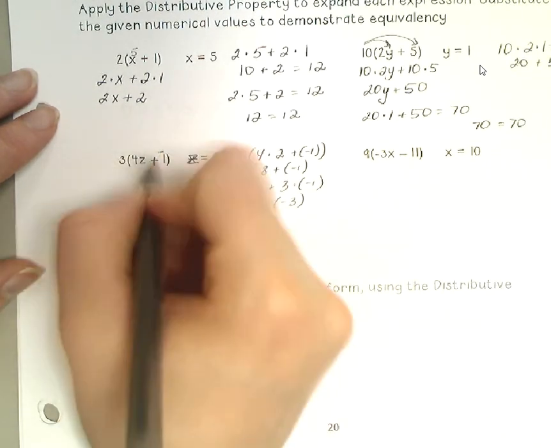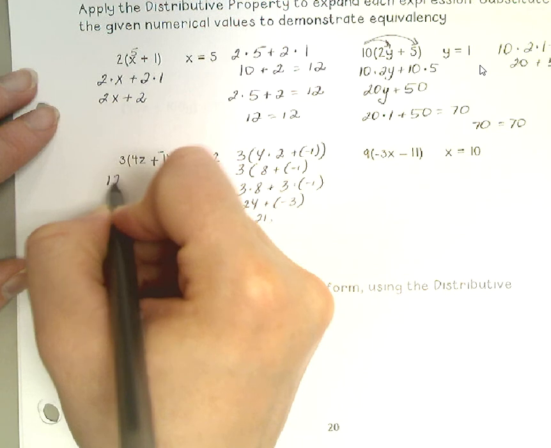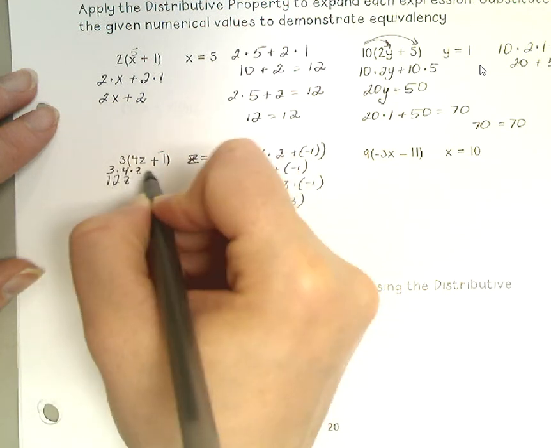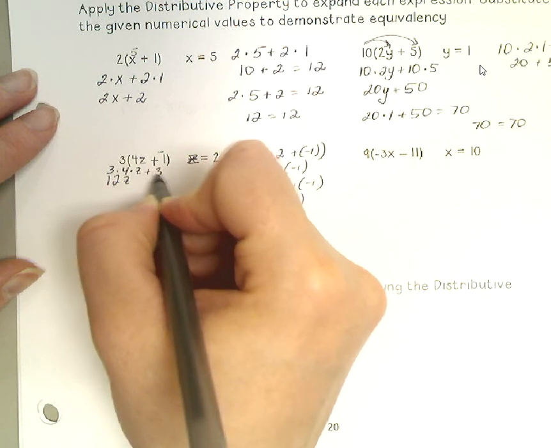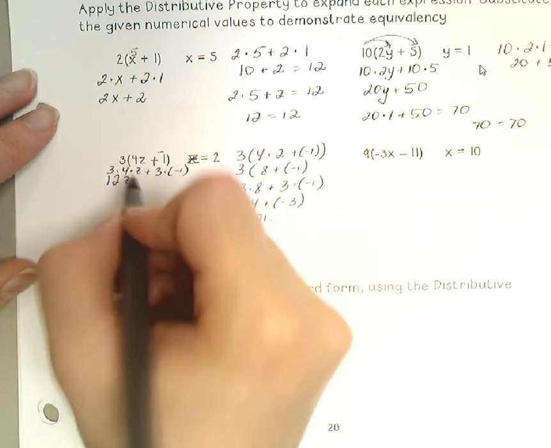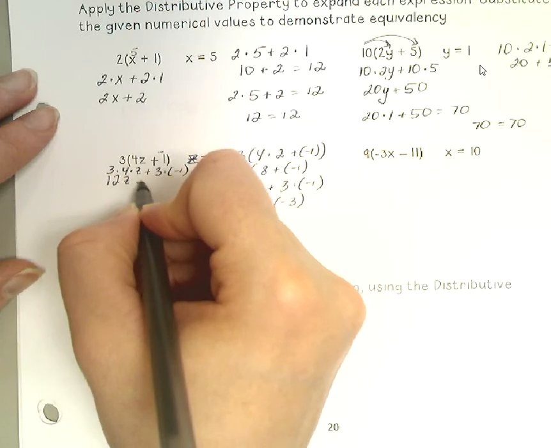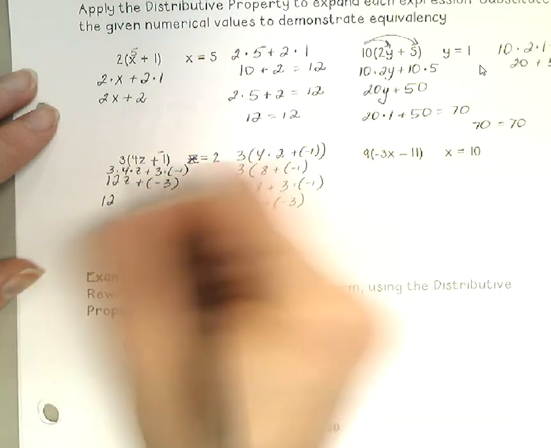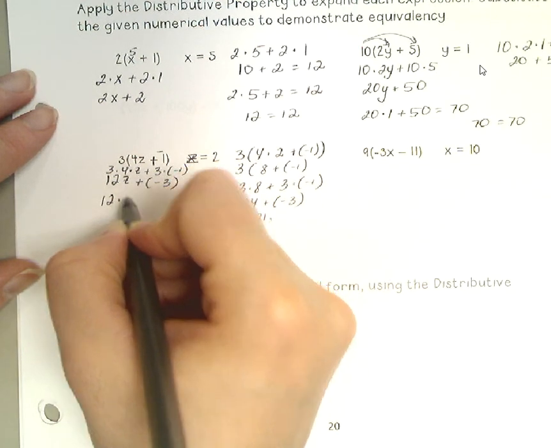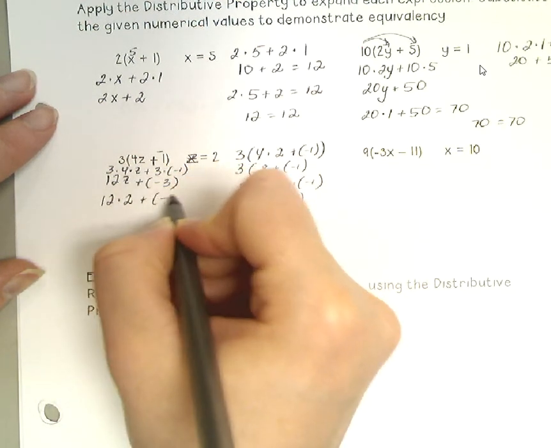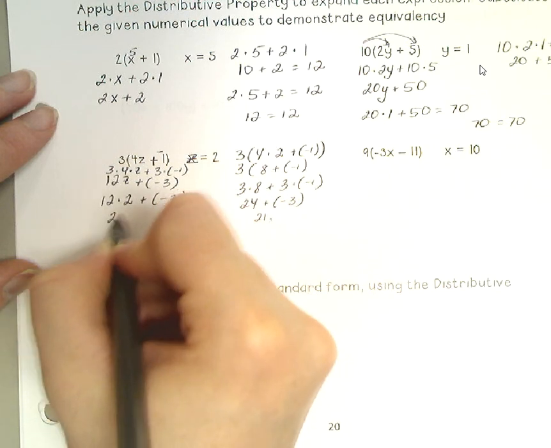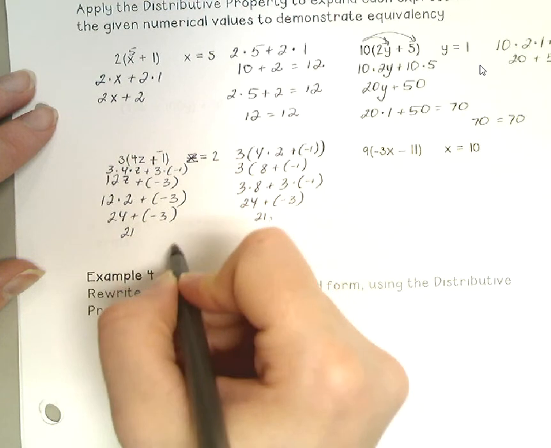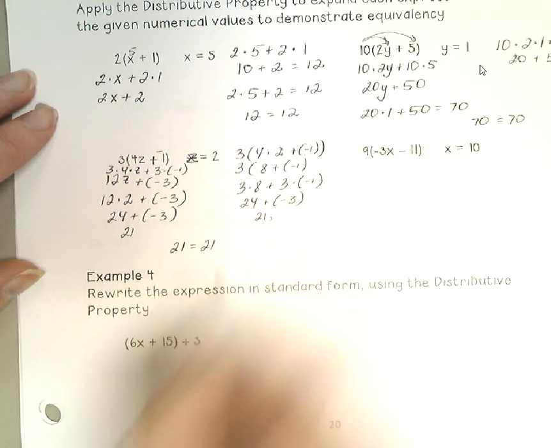Over here, if I simplify, I will get 12z, multiplying 3 times 4 times z plus 3 times negative 1. 12z plus negative 3. Now I'm substituting 2 for z. 12 times 2 plus negative 3. That is 24 plus negative 3, and that is 21. 21 equals 21. I got it all right.